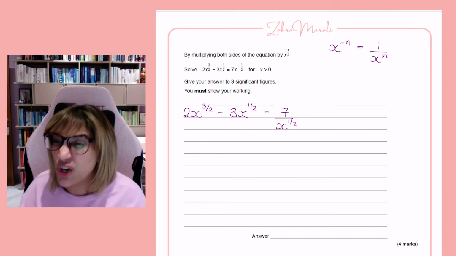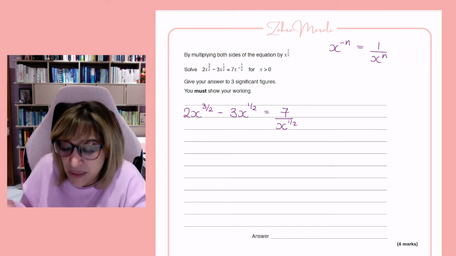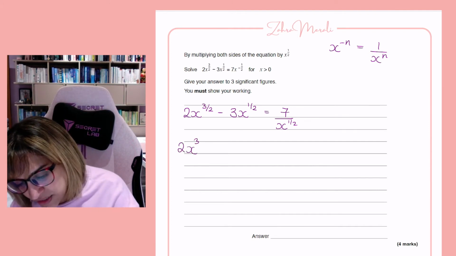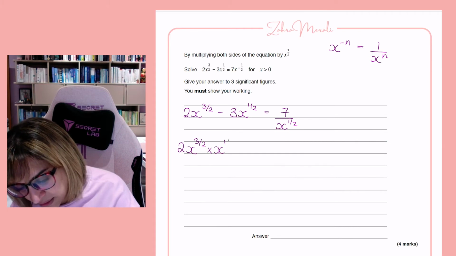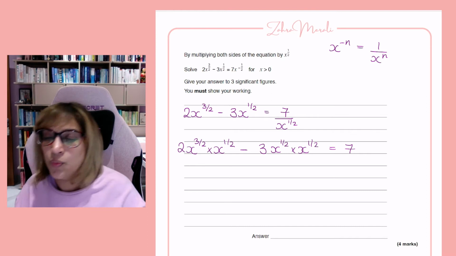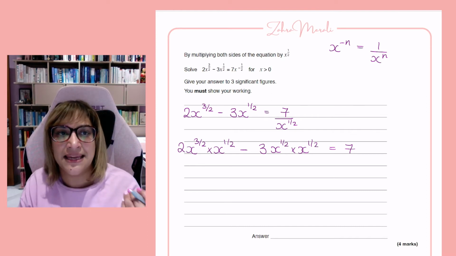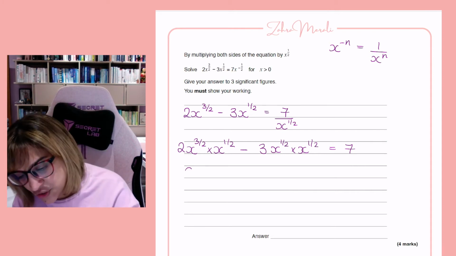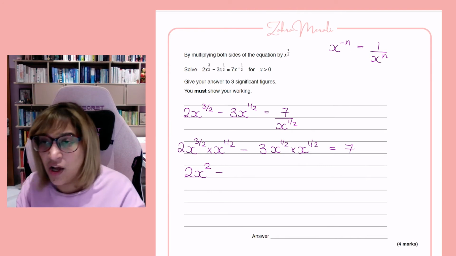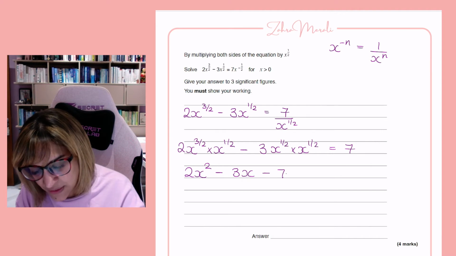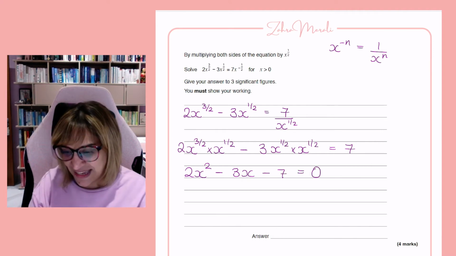Okay, so I'm looking at that. I don't like things on the denominator. So I'm multiplying everything by x to the half. So I get 2x to the 3 over 2 times x to the half, minus 3x to the minus half times x to the half, equals 7. When we times indices, it's the same as adding them. So 1.5 plus a half is going to give us 2. A half minus a half just gives us 0, so we get 3. And we can bring the 7 over. And there we go. We've got a quadratic again.